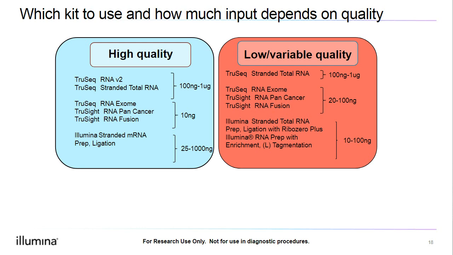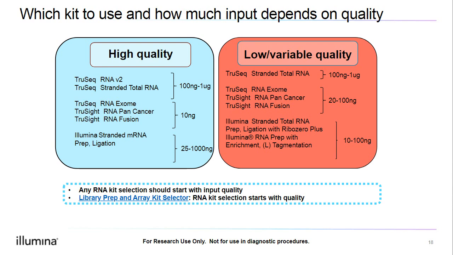If you're looking for enrichment kits, we will use more input, around 20 to 100 nanograms, depending on the level of degradation and quality for our RNA Exome, pan-cancer, and RNA Fusion kits, and 10 to 100 nanograms for RNA prep with enrichment workflow. The Library Prep and Array Kit Selector tool is linked here, and this is a great tool that can assist you in determining which kit is best for your project.